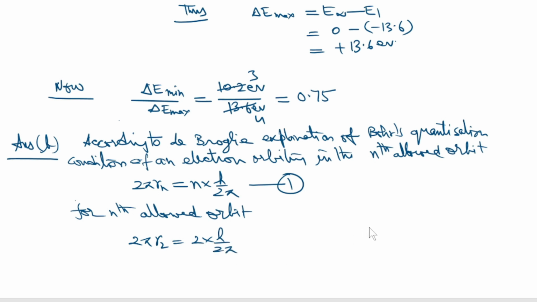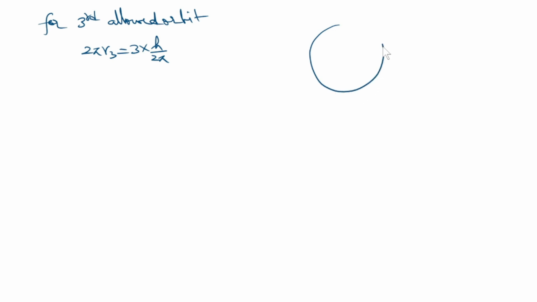Particle wave in n equals to 2 should look like this. This happens to be n equals to 2, second allowed orbit. This is the nucleus. For third allowed orbit, 2 pi R3 equals to 3 multiplied by h by 2 pi. And the wave picture should look like this. Here is the third allowed orbit.